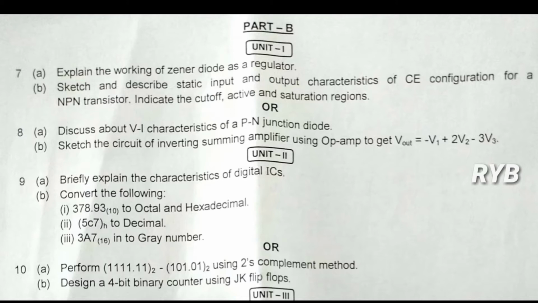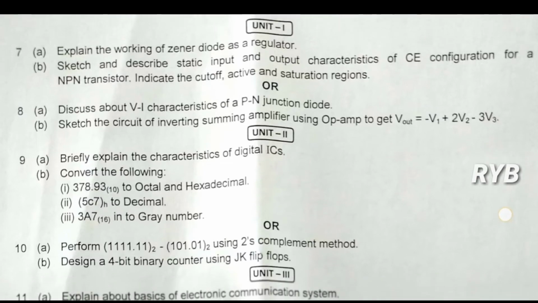Next question is to discuss the VI characteristics of a PN junction diode. How to answer the PN junction diode? We have to explain the VI characteristics of the diode. In the same 8th question, part B, sketch the circuit of an inverting summing amplifier using an op amp to get V output equal to minus V1 plus 2V2 minus 3V3.